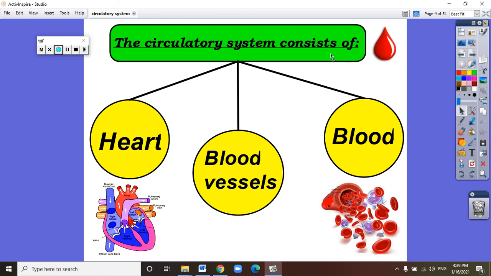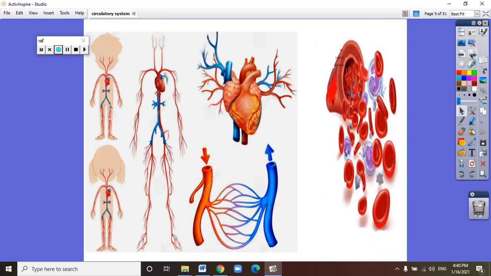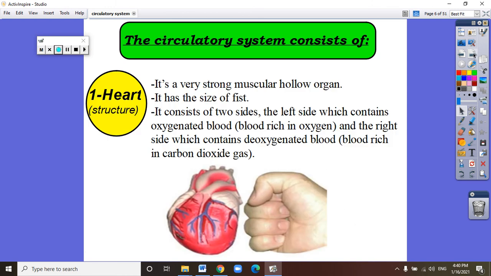Let's know the components or the structure of the circulatory system. The circulatory system consists of three main components, which are the heart, blood vessels, and blood. Let's start with the heart. We have here the heart, and this is the blood vessels, and also all of this, as you can see, they are the blood vessels, and this is the heart, and that's also the blood. Let's start with the heart.